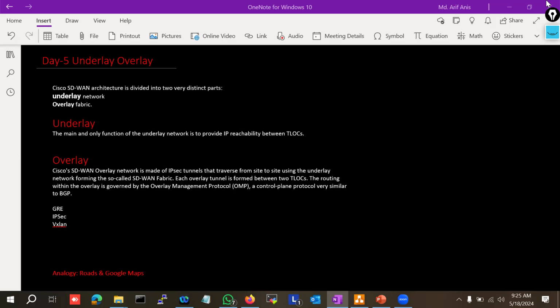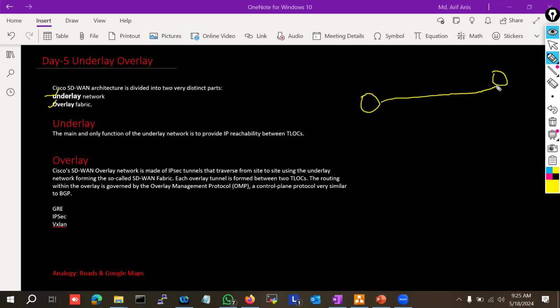So in Cisco SD-WAN, its architecture is divided into two parts. One is underlay and another is overlay. In SD-WAN, the main purpose of the underlay is to provide reachability between two TLOCs. This is one side, this is another side. This is TLOC one, and this is TLOC two.